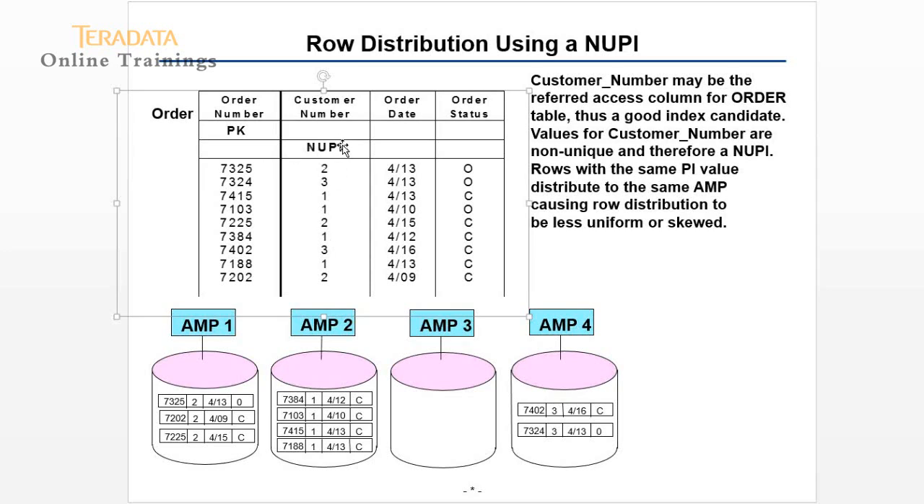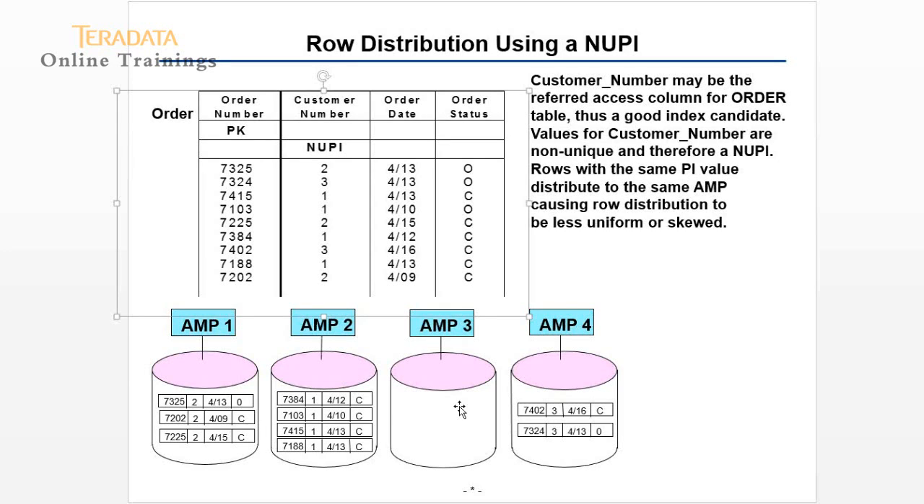But what happens with a non-unique primary index? The data will not be distributed evenly. For example, here all the 2's go into one amp, all the 1's into one amp, and all the 3's into one amp. So there might be some amps left unfilled or unattended. The data distribution will not be even, and there will be a skewness. Skewness is nothing but whenever an amp is not being used properly, it leads to a skewness factor. Skewness is also an important concept in Teradata.